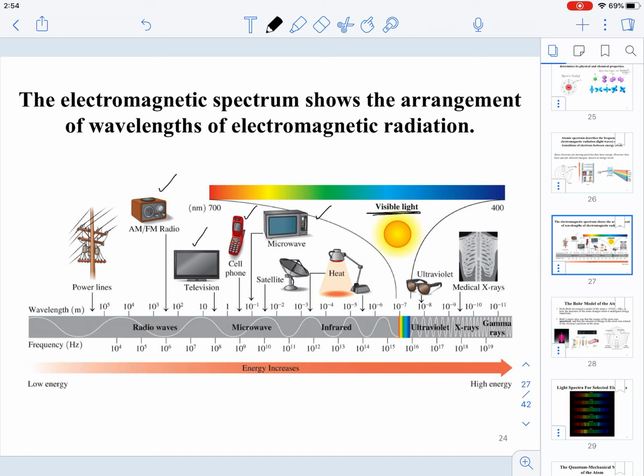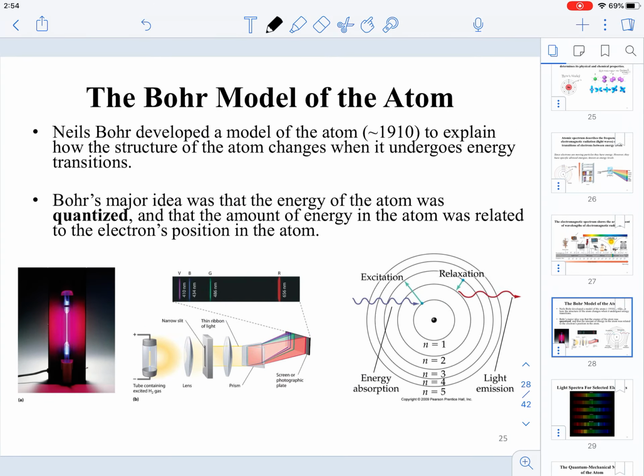All of this is part of the electromagnetic radiation. But now we're going to focus on the visible light spectrum, because that's the one that is related to the atomic spectrum, okay, that is illustrated by the elements or any other atom. So let's now talk more in detail about the Bohr model. Okay, so Niels Bohr developed a model of the atom, as you can see, around 1910, to explain how the structure of the atom changes when it undergoes energy transitions.